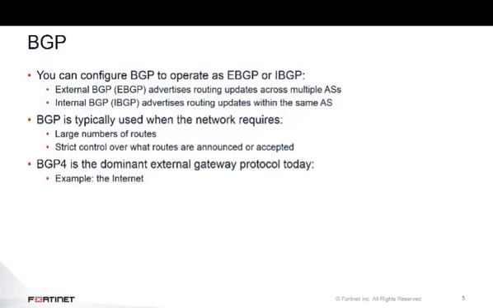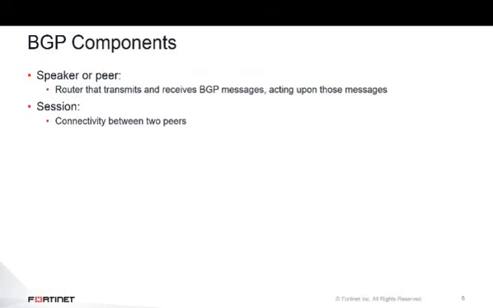Two eBGP routers exchange AS path information for destination prefixes or subnets. When two routers start an eBGP communication, the whole BGP routing table is interchanged. After that, only network updates are sent. A BGP speaker or peer is a router that sends and receives BGP routing information. The connection between two BGP peers is called a BGP session.